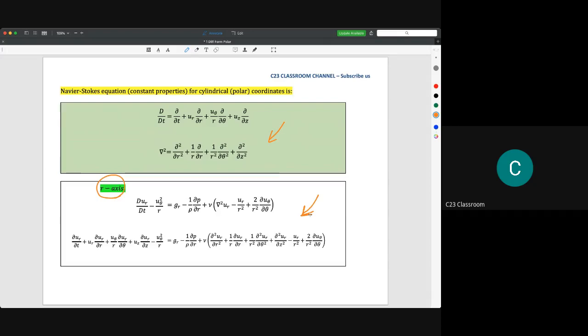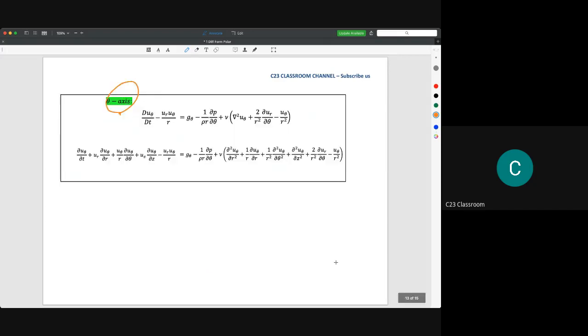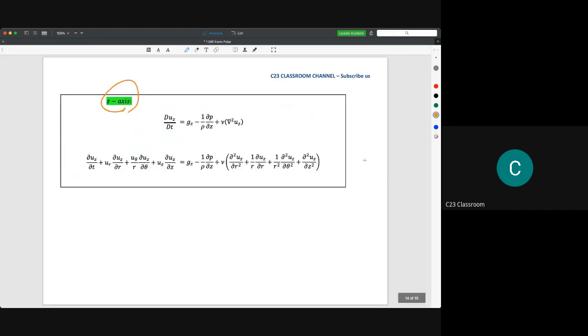I hope you could understand this. The best way is to understand and remember it, and make sure that you could write the Navier-Stokes equation for polar coordinates as well as Cartesian coordinates. So this is the Navier-Stokes equation for the r-axis again, this is for the theta axis, and this is for the z-axis.